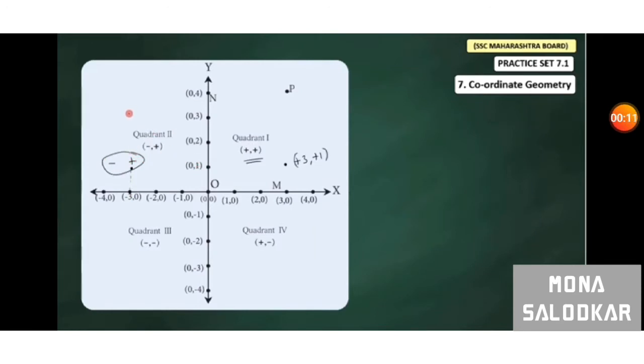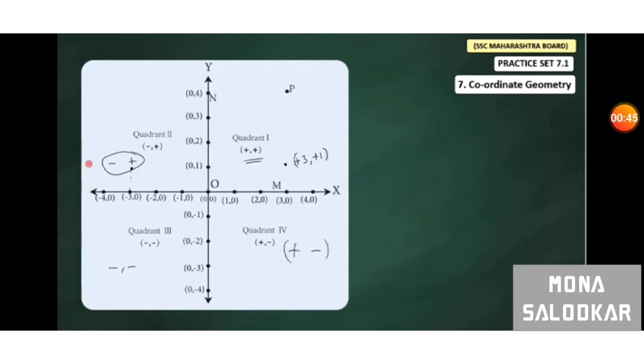In the last period we have already studied the quadrants. In the first quadrant your signs are positive. In the second quadrant x is negative and y is positive. In the third quadrant x is negative and y is also negative. In the fourth quadrant x is positive and y is negative. Always you have to see the signs of the coordinates and then show the points on a graph.